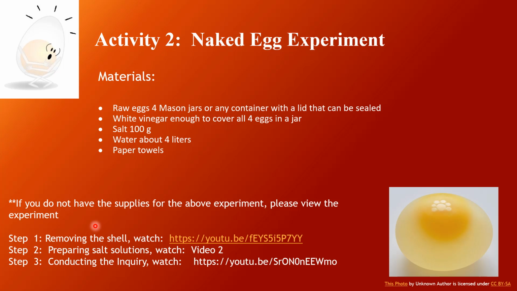Activity 2 is called the naked egg experiment. So you're going to observe osmosis in an egg, that movement of water. So the materials that you need are 4 raw eggs, 4 mason jars or glass clear containers with a lid, white vinegar enough to cover all 4 eggs in a jar, 100 grams of salt, 4 liters of water, and paper towels. If you do not have the materials at home, do not worry. You do not have to perform the experiment at home.